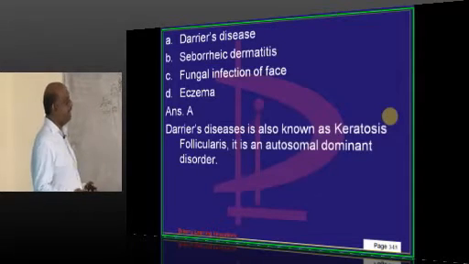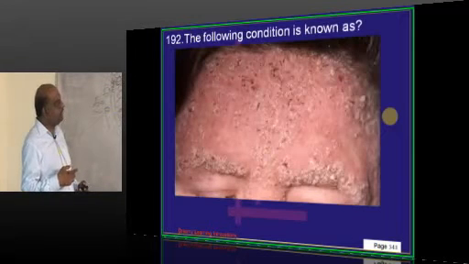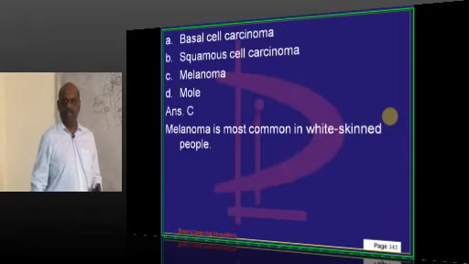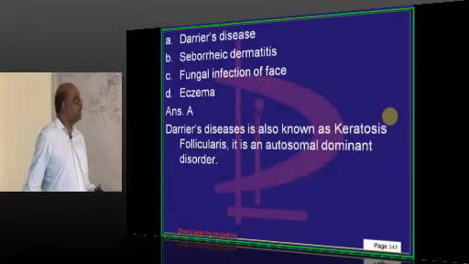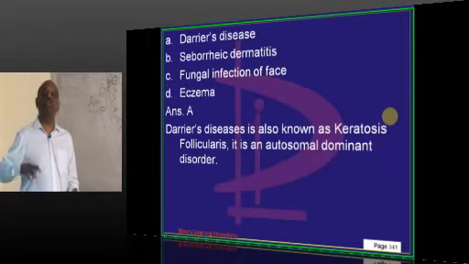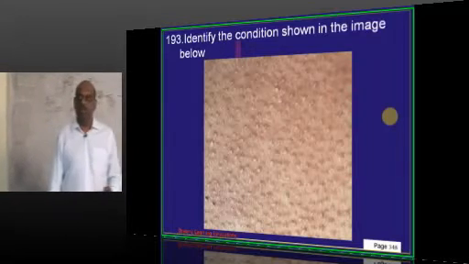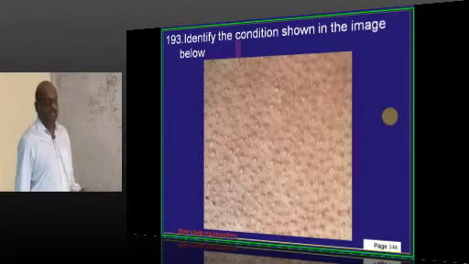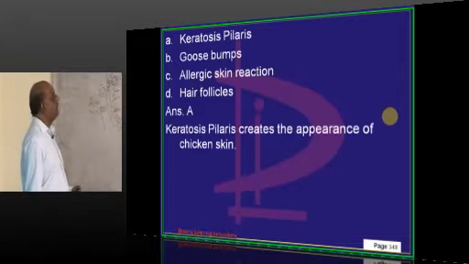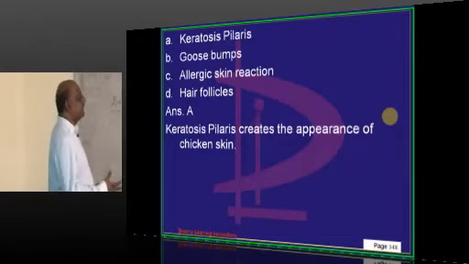It is a case of Darier's disease. More or less in the same distribution, you even get seborrheic keratitis. So this is called keratosis follicularis, which is an autosomal dominant condition. Now, what is this appearance basically called as? So it is called a chicken skin appearance, which is seen in keratosis pilaris.